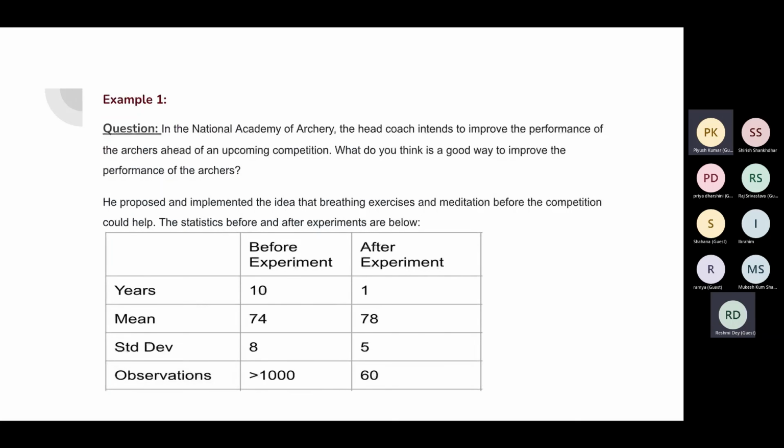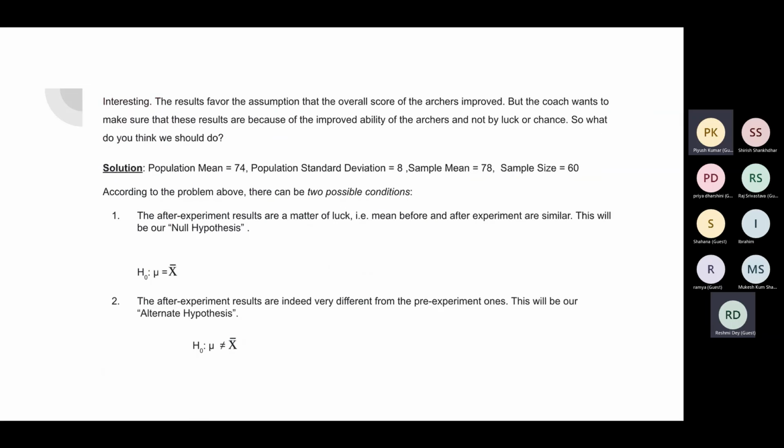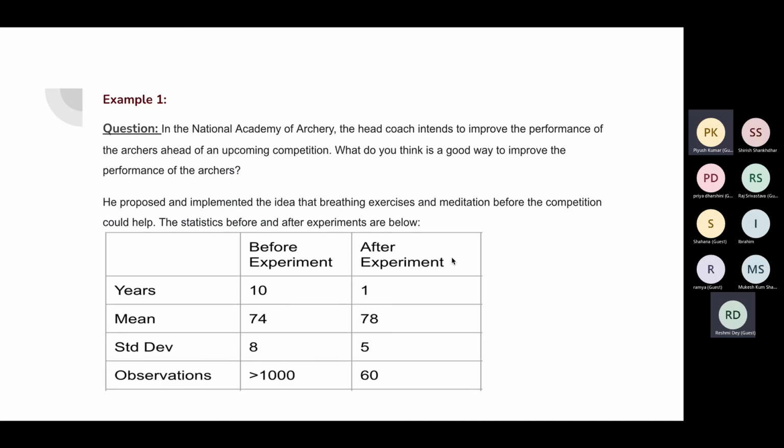The next example shows how we find the p-value and how we conclude our hypothesis. In the National Academy of Archery, the head coach intends to improve the performance of the archers ahead of an upcoming competition. What do you think is a good way to improve their performance? The coach proposed and implemented the idea that breathing exercises and meditation before the competition could help. The statistics before and after the experiments are below.